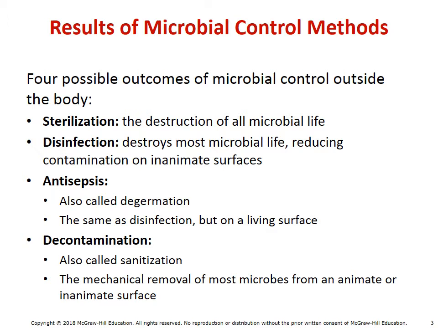Antisepsis, on the other hand, is known as degerming, which is just like disinfection, but now on living tissues. So you do antisepsis or degerming of a wound. Decontamination is also known as sanitization, and decontamination is the removal of most microbes on an inanimate or animate thing, thus decreasing the risk of transmission. So to summarize again, sterilization is removal of all life, disinfection is removal of most life on inanimate things, antisepsis is removal of most life on living surfaces, and then decontamination is just bringing things down to a safe level.